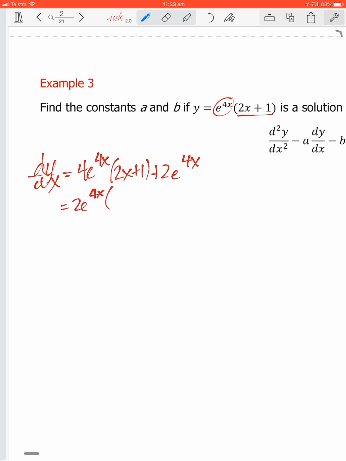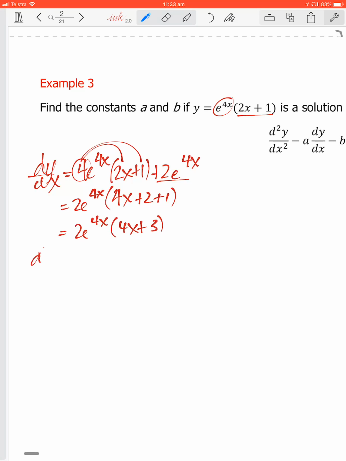Okay, so we would have a 2 here times 2x, 4x. A 2 here times 1, which is plus 2. And then I've taken all of that out, so I'm left with a plus 1. So I'd end up with 2e to the 4x, 4x plus 3. Okay, so that's our first derivative.